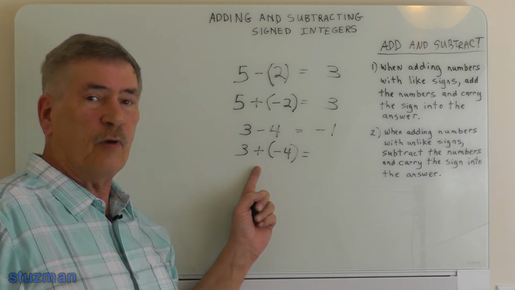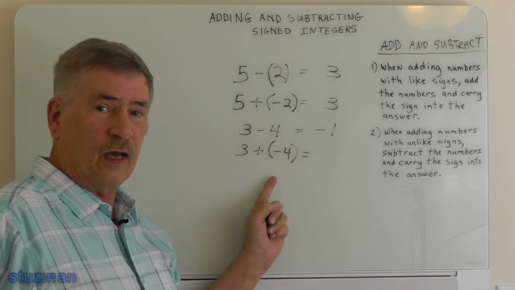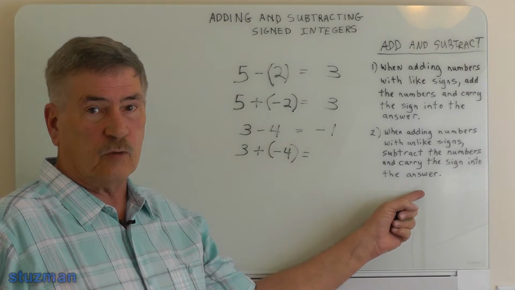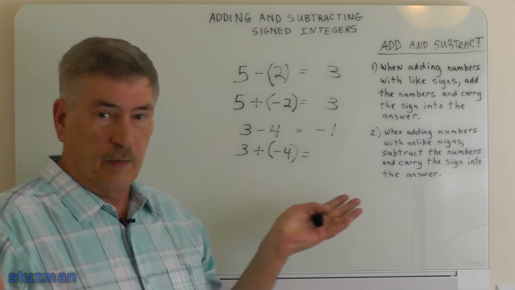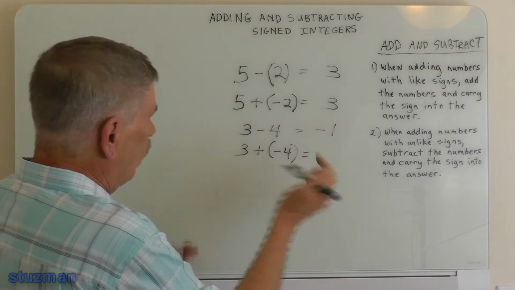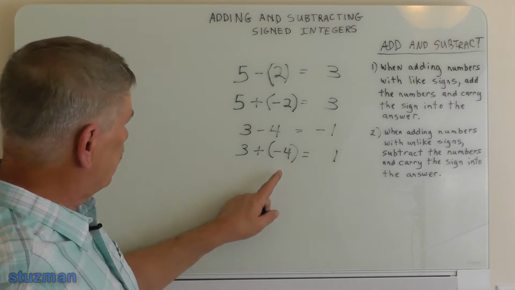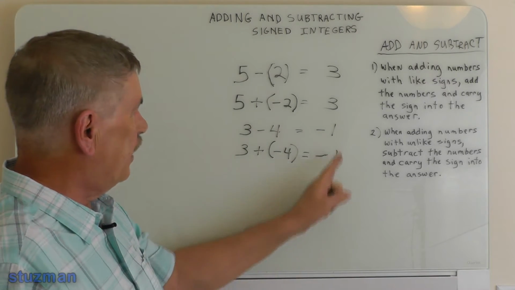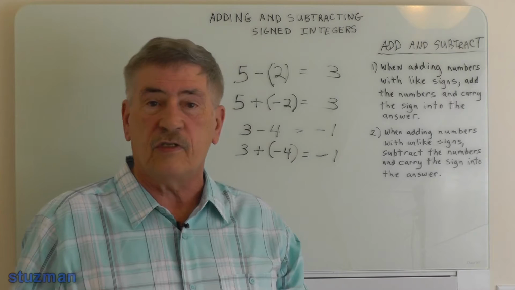And now look what we've got. Now we have an addition problem. We've got a positive sign, we've got a negative sign. We come over here, we look at rule number 2, and we subtract, and then we put the sign with the bigger number. Well, let's see, 3 and 4, that's 1. Which has the bigger number? Oh, well, there it is, 4. Negative. So the answer is negative 1. So you see, you still get the same answer.